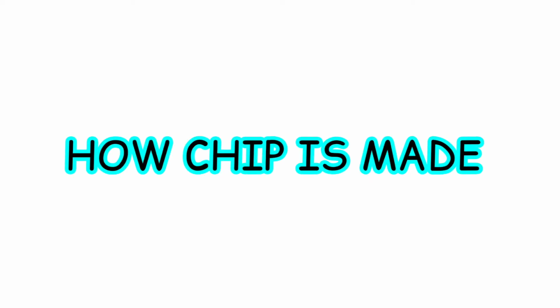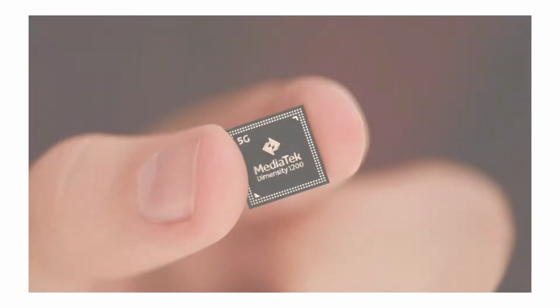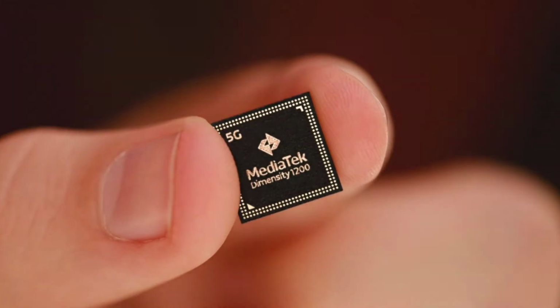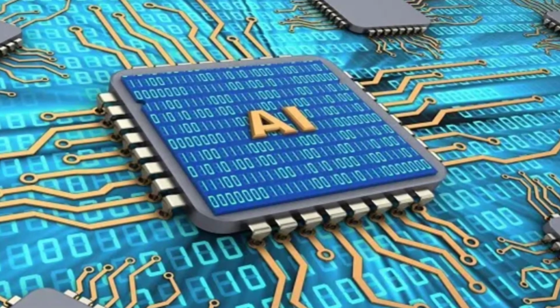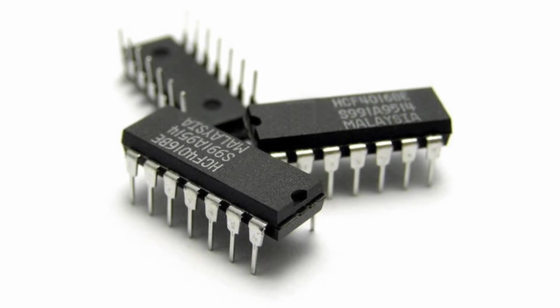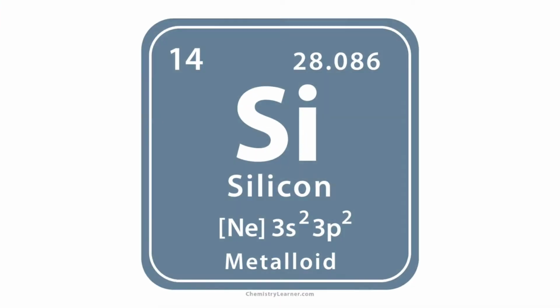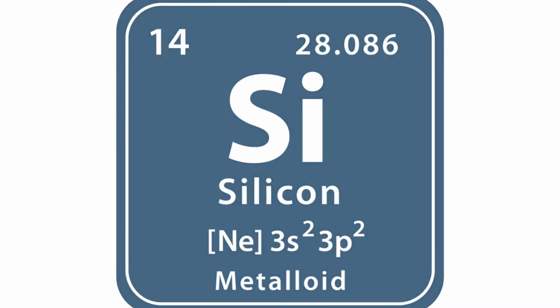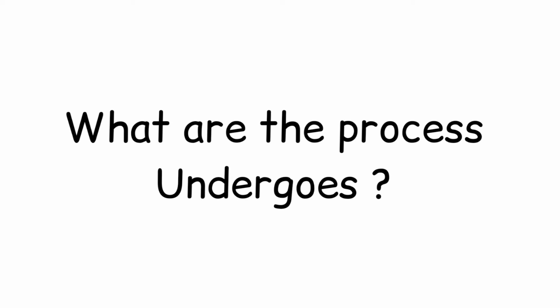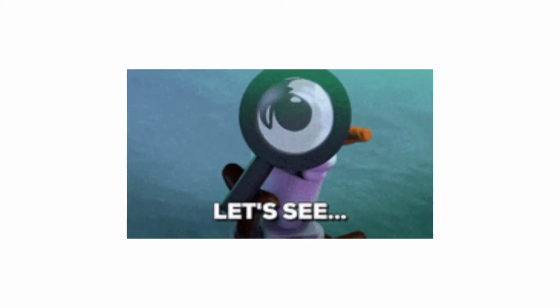I'm Swati and today we shall know about how a chip is made. From your high-speed processor to blazing trails of AI, these chips are the heart of every technology. A chip is basically an integrated circuit on a small piece of semiconductor material, usually silicon. So, how is this chip made? What is its origin? What are the processes it undergoes? Let's see in this video.